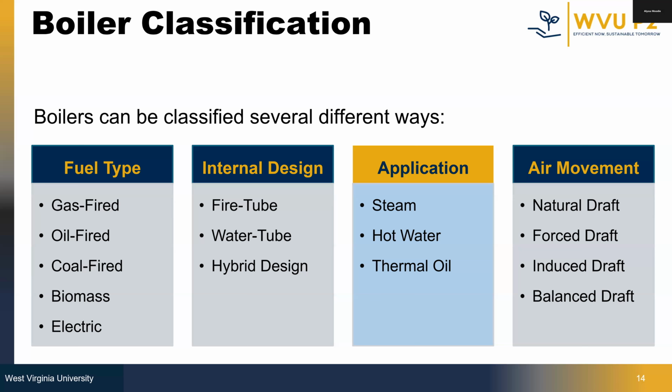Thermal oil boilers, on the other hand, are used to heat thermal oil, which can be used to transport usable heat where it's needed in the facility. So thermal oil, like steam, has a variety of applications. However, thermal oil operates at low pressure, which can make it different from steam. And the thermal oil can handle higher temperatures than steam.